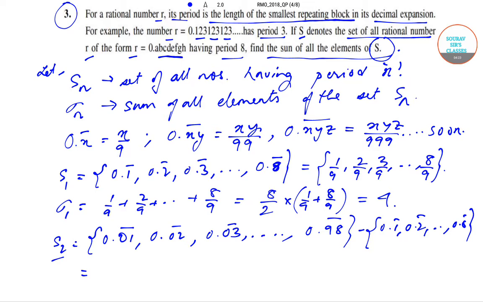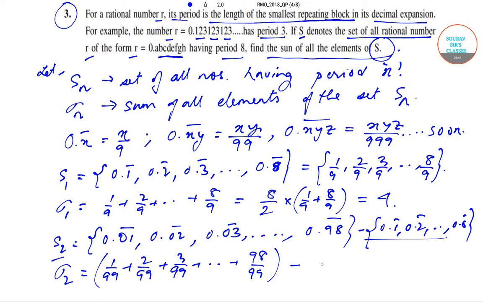Therefore sigma 2, which is the sum of these elements, will be equal to 1 by 99 plus 2 by 99 plus 3 by 99 up till 98 by 99, minus the summation of this structure, which is sigma 1.